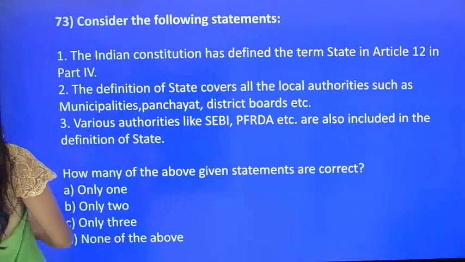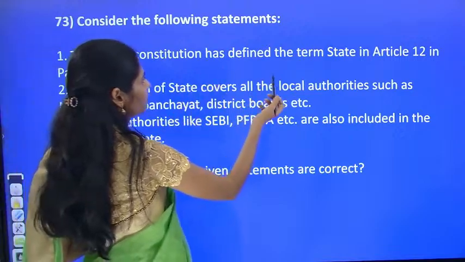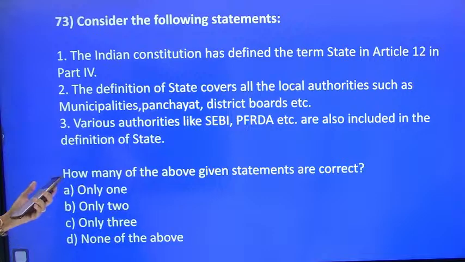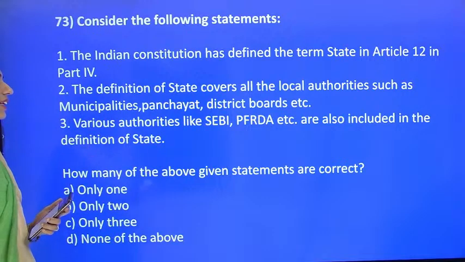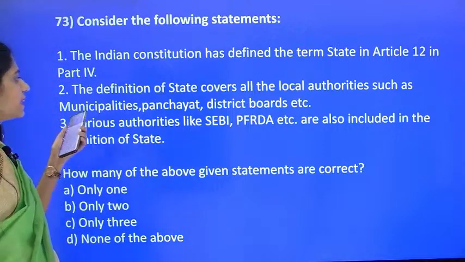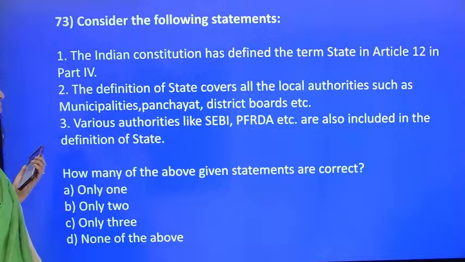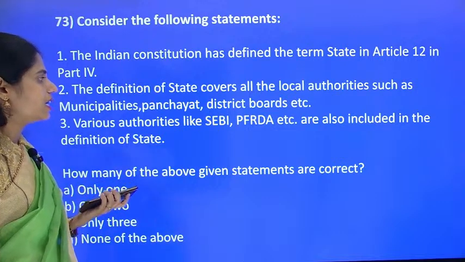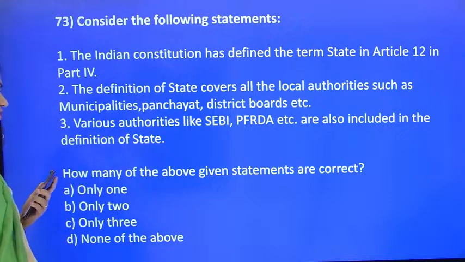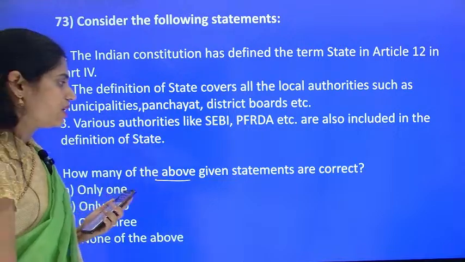And next is, consider the following statements. The Indian Constitution has defined the term state in Article 12 in Part 4. And next one is the definition of state covers all the local authorities such as municipalities, panchayat, district board, etc. And third one is various authorities like SEBI, PFRDA, etc. are also included in this definition of state. How many of the above given statements are correct? So please tell me.